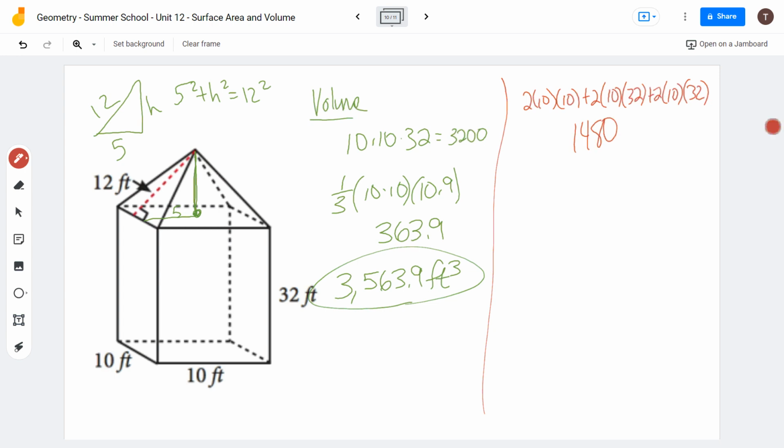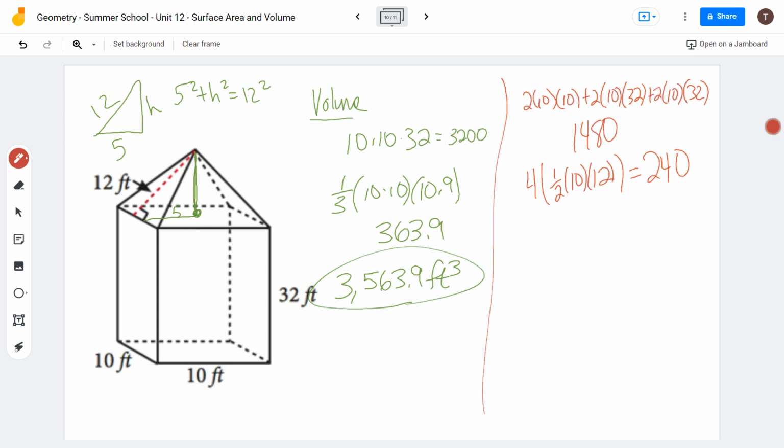Now, for the triangle, I am not going to use the formula, because I know I have 4 triangles showing there. That's my faces. So what I'm going to do is just do 4 times, and the area of each of those triangles would be 1/2 times the base, which would be 10, times the height, which is 12, it says here. So I'm just going to do it like that. So that would be 240.